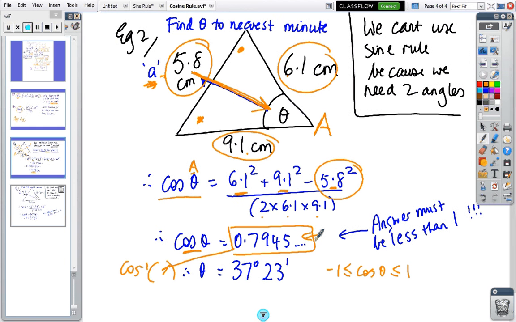Now if by some fluke you ever get an angle like 0 degrees, 26 minutes, obviously you could have an angle with 0 degrees, but you've made a mistake. Your answer has to be sensible, something with some sort of number.